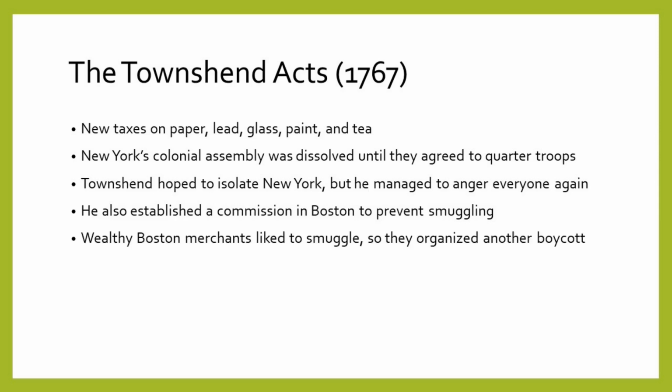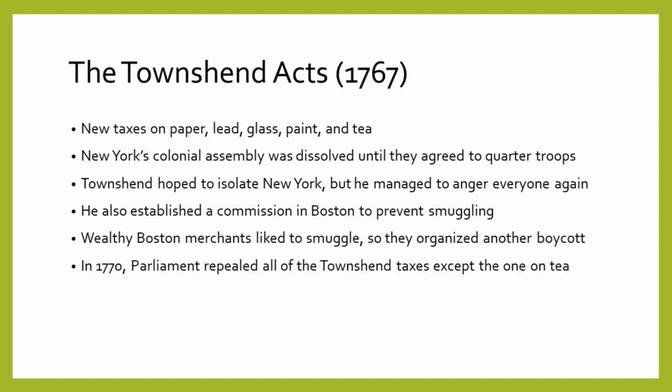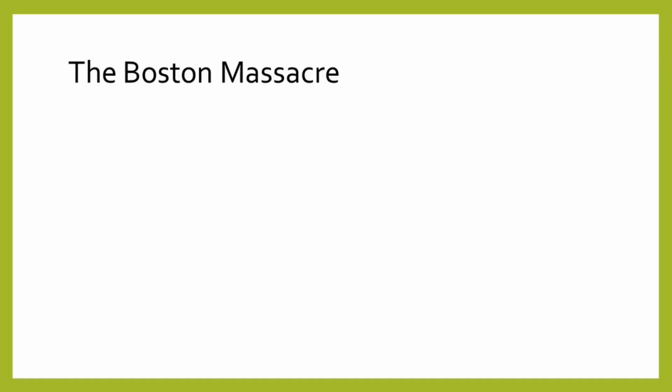This angered wealthy Boston merchants who had gotten used to smuggling during the years of salutary neglect. They organized another boycott, and the British were once again forced to back down in 1770, repealing all of the Townshend duties except the tax on tea. This reduction in taxes was not enough to appease the colonists. They wanted all of the taxes gone, and they were not shy about expressing it.